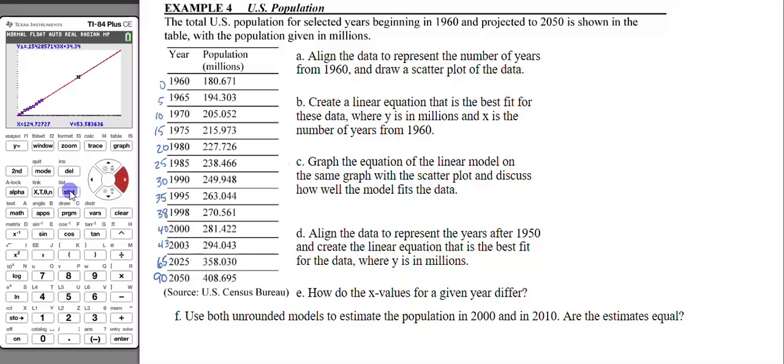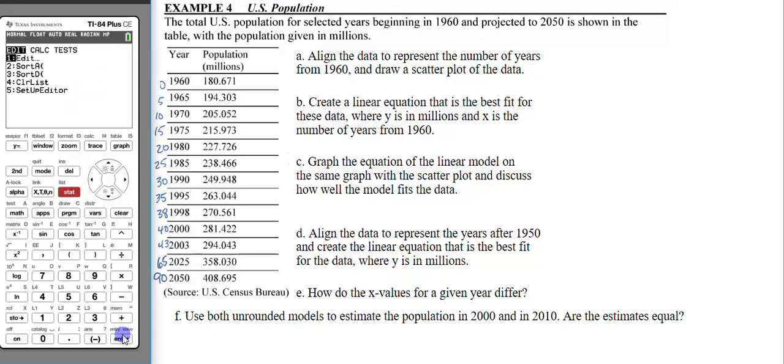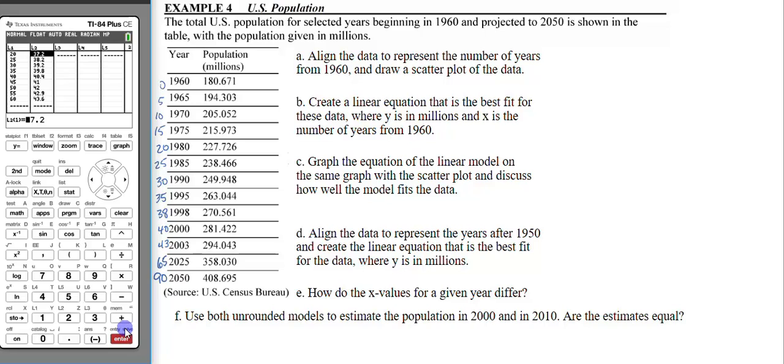So go into your calculator, stat. We're going to edit. Now, one thing you do is you can scroll up onto the list name and clear and hit enter, and it'll clear out everything in that list. Or if you like, you can just overwrite the data. So I can do that.